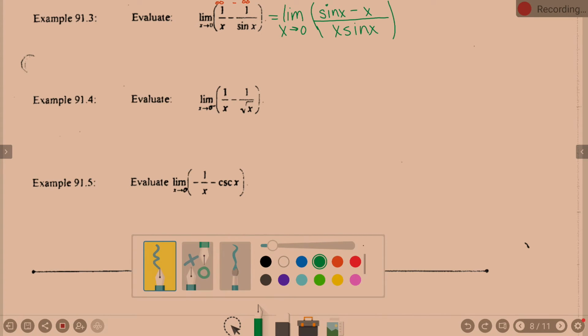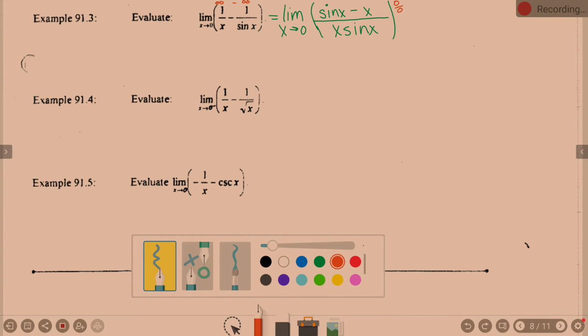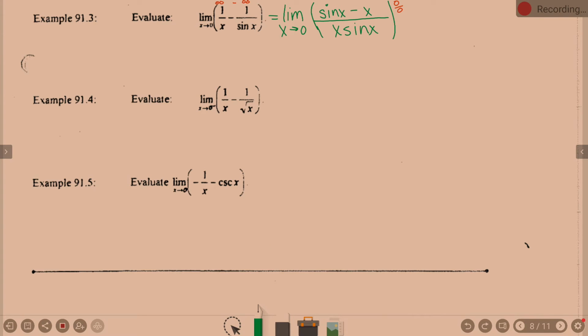Well, okay, let's check out our limit. We put 0 in on top. 0 minus 0 is going to be 0. We put 0 in on bottom. 0. So, since it's 0 over 0, now we are in a good form to use L'Hopital's. And we expected that since we had the indeterminate form to begin with, but we still have to check.